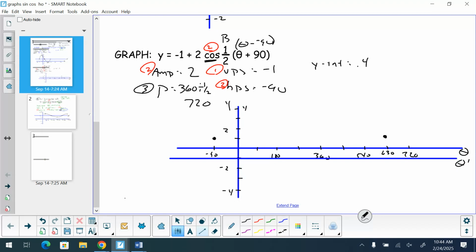Between 2 peaks, halfway, we'll get a valley. So what's the halfway point between -90 and 630? We'll be at a valley. Again, you have to take a look at the amplitude. The valley is from the prime axis.